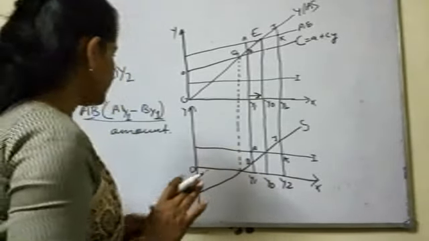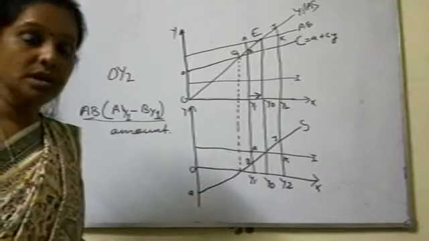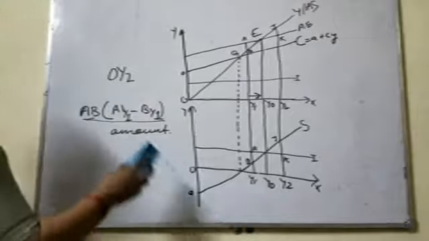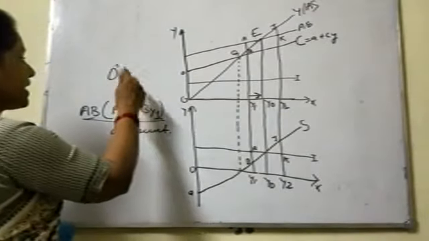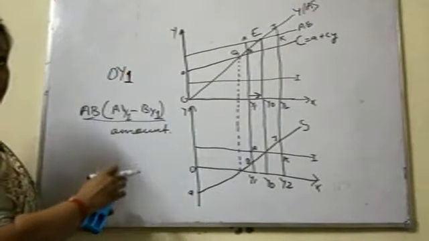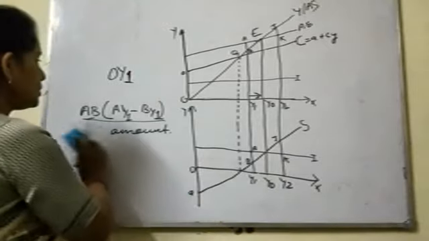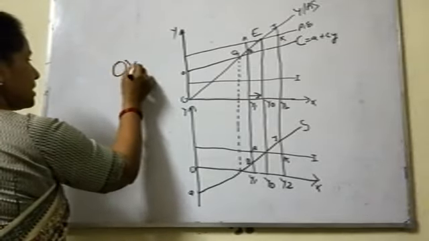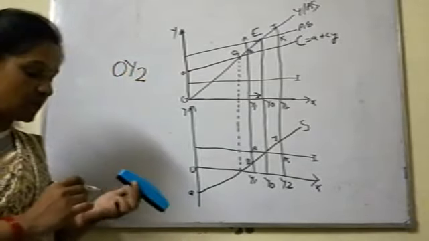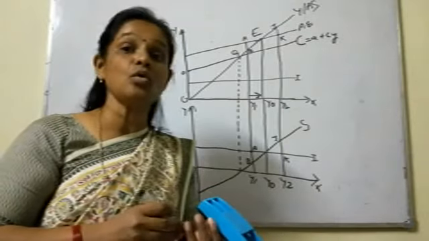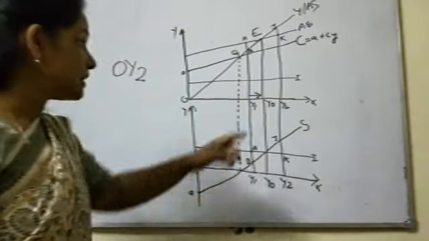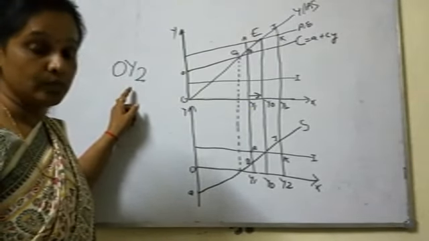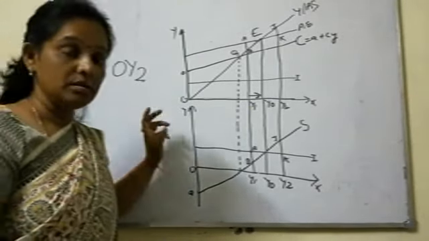Now we'll explain the third paragraph. Write down, suppose the equilibrium level of income is OY1. I have explained OY1. Now we'll explain OY2. Suppose the equilibrium level of income is OY2. In the second paragraph we explained OY1, and now we are explaining OY2. Suppose the equilibrium level of income is OY2. Full stop.